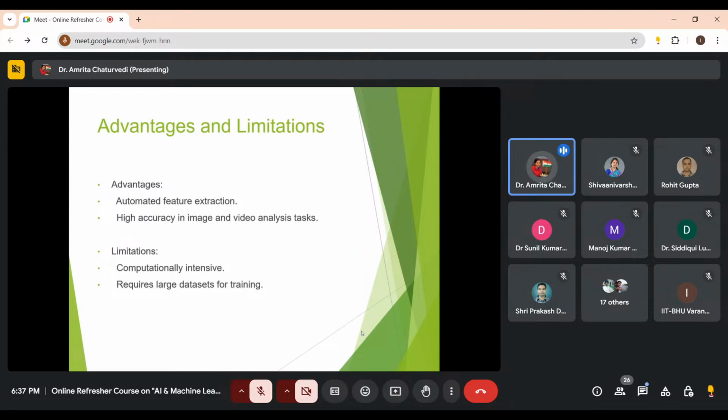They have multiple advantages. They do automated feature extraction, which would be a very difficult task if it were to be done manually. They also have high accuracy in image and video analysis tasks. Limitations are also there. It is computationally expensive, so it requires costly resources like GPUs for execution, and it requires large data sets for training. Also, sometimes it may take a lot of time to process the entire data set, maybe some days or even a month.